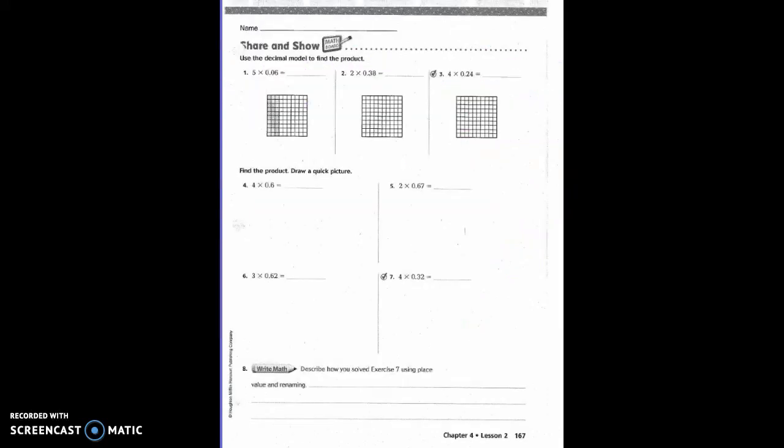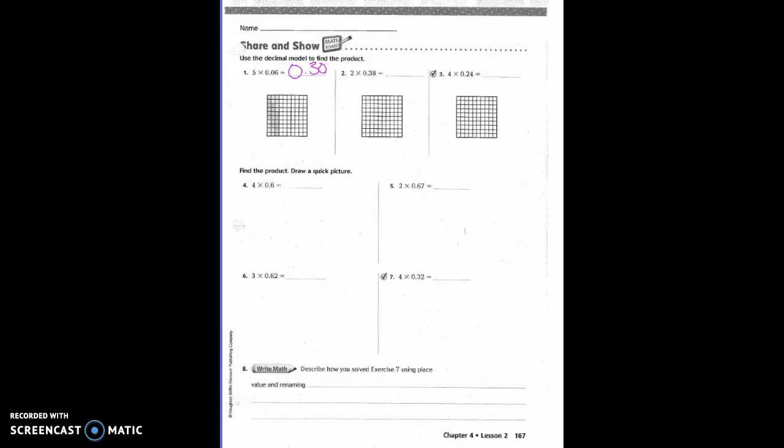So let's use the decimal model to find the product. So basically they said 5 times 6 hundredths. So they have already drawn out for you the different 5 groups of 6 hundredths, right? So what did they get for their answer? How many colored boxes are there? 30. 30 hundredths or 3 tenths, right? You can write it either way. Then they said 2 groups of 38 hundredths.